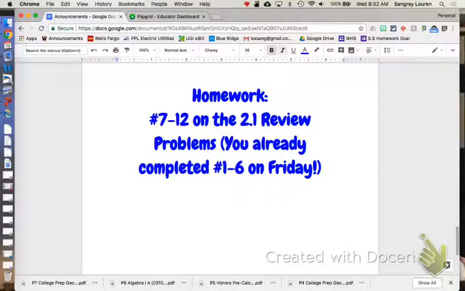So for the rest of today, Mrs. Penny is going to give you a sheet that has some problems on it. You actually already completed problems 1 to 6 on Friday. Those were the ones that were posted around the room. I would like you to work on 7 through 12 for the rest of the period, and I'll be checking everything that was assigned tomorrow.